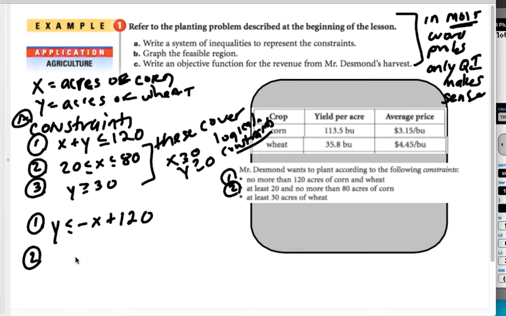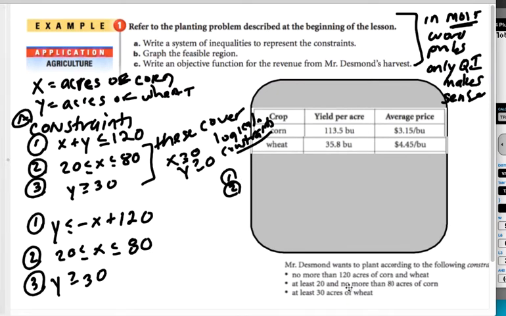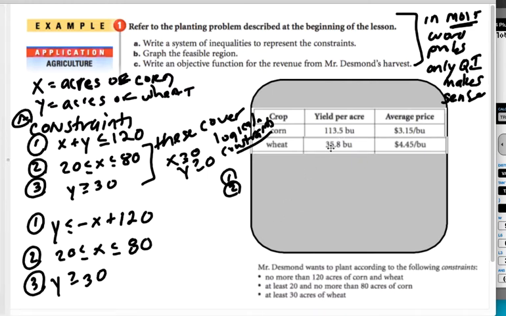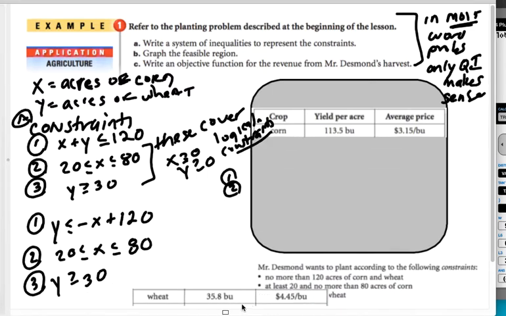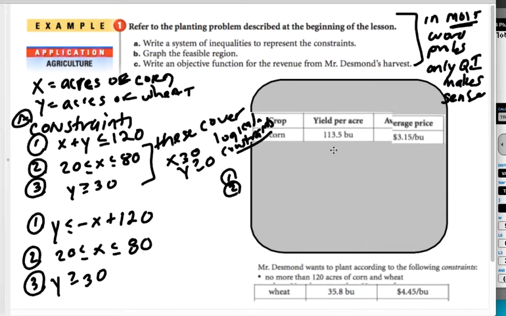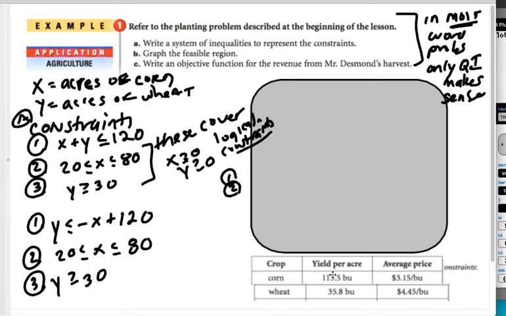2 is actually going to be 2 lines, right? It's that X has to be between 20 and 80 inclusive, meaning you can include the ends. And 3 is that Y is greater than or equal to 30. So when I graph these, we're going to need these pieces of information in a minute. So I'm going to move them down here. We won't actually need that one anymore, but we're definitely going to need this guy. So let's just move him down here. Okay, cool. We're going to need those constraints when we go ahead and talk about maximizing our profit.